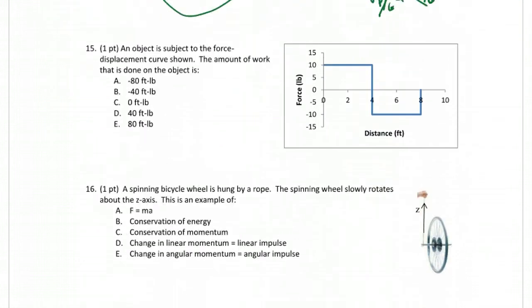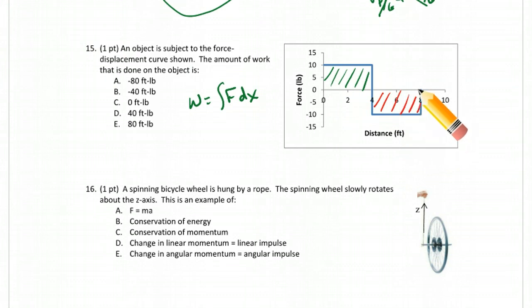Number 15, an object subject to a force displacement curve is shown. What is the amount of work done on the object? Okay, so we had one equation, the integral of F dx will give us work. We are given a force displacement curve. The area would be that added to that, but since this is below the axis, it's negative.